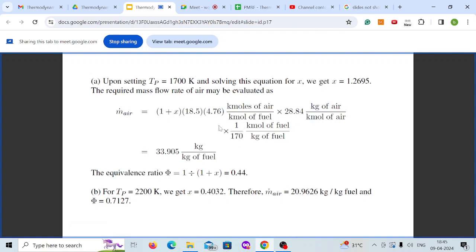So we substitute the x value and we find that the mass air-fuel ratio is, per kg of fuel, you require 33.905 kg of air.